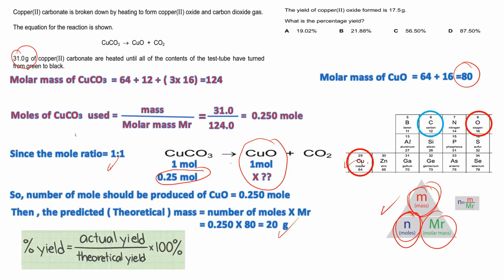Last step: percentage yield equals what? Actual yield divided by theoretical yield times 100. So it equals 17.50, obtained already from this decomposition, divided by the theoretical mass of CuO according to the equation, times 100, to obtain the percentage equal to 87.50%. So the answer is D. It's okay? Okay.